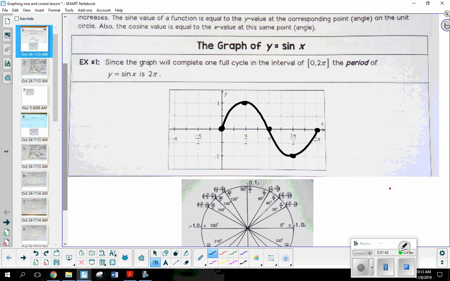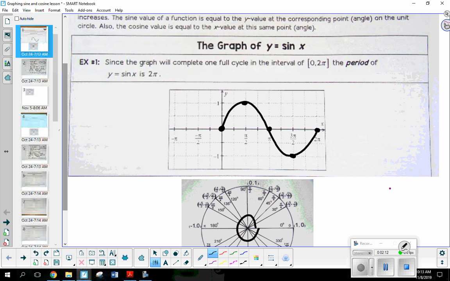Now why is the period of sine 2 pi radians? What's that, Will? 2 pi radians is equal to 1 revolution. There you go. For every one revolution around the unit circle, we get one cycle of the graph. As you continue to rotate, the graph is just going to continue to repeat itself over and over again.